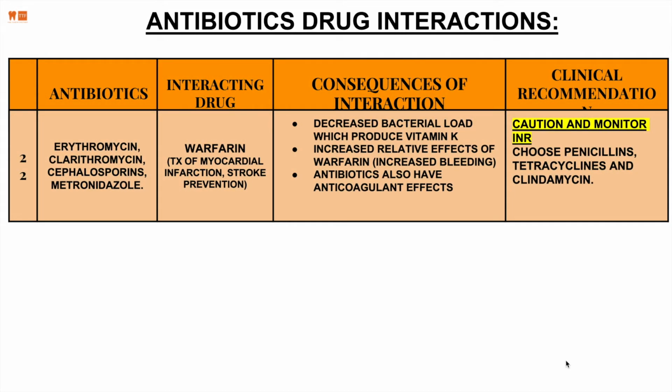Very important. Drug number 22, when erythromycin, clarithromycin, or cephalosporins, or metronidazole, which we've already talked about in our past videos on antibiotics, are mixed with warfarin. Warfarin is basically an anticoagulant. It is used in the treatment of myocardial infarction or stroke prevention. We have a decreased bacterial load, which produces vitamin K. Okay, so what? Well, it increases the relative effects of warfarin.